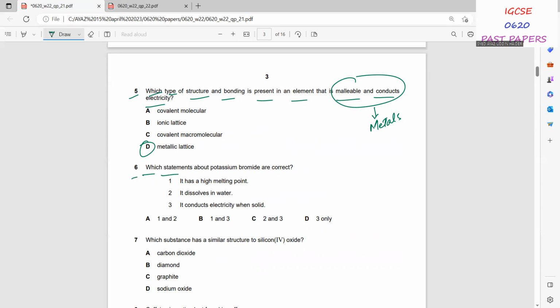Number 6, which statements about potassium bromide are correct? Number 1, it has a high melting point. Potassium bromide is an ionic compound.